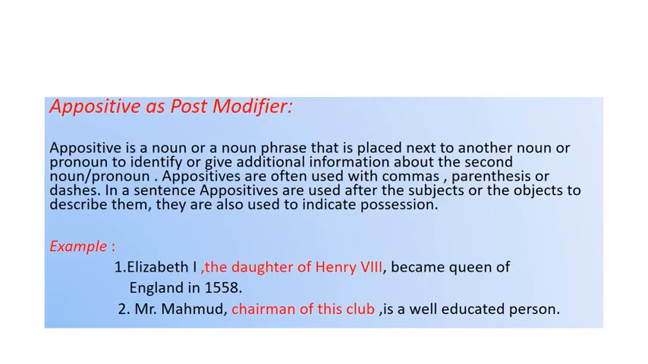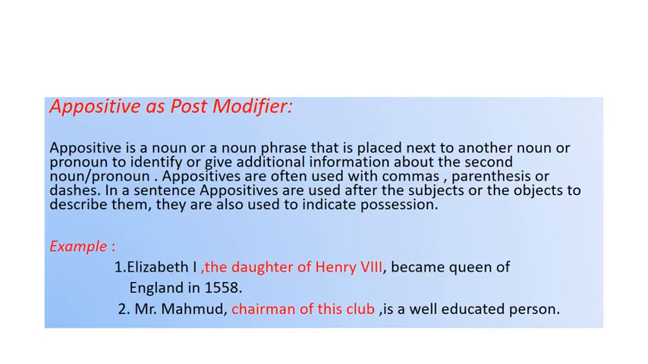Let me clarify it with example. Number 1. Elizabeth I, the daughter of Henry VIII, became Queen of England in 1558. Number 2. Mr. Mahmood, chairman of this club, is a well-educated person.